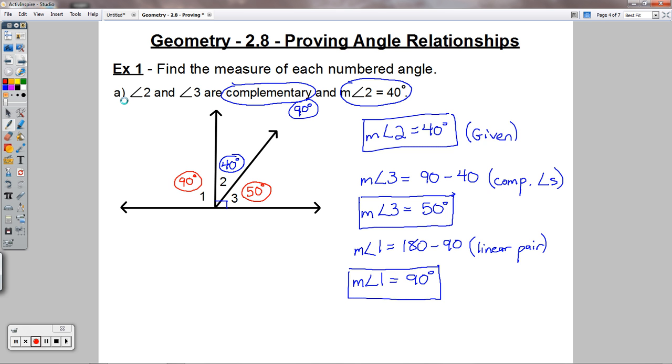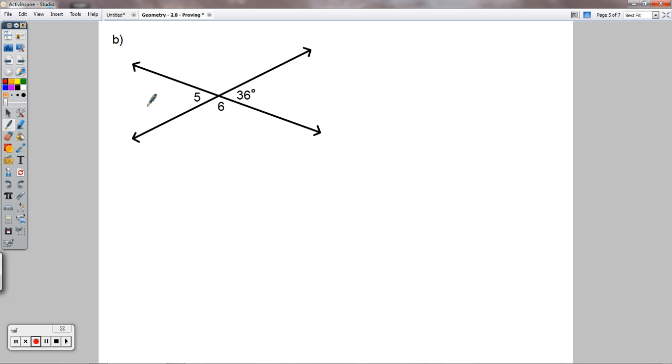So this is going to be using similar types of information here, but we may be bringing in some concepts that we've already learned from past lessons as well. So in this one, I see a linear pair here with 5 and 6. I see a linear pair with 6 and the 36 degree angle. Notice no instructions given here, but we have enough information in the picture to figure these two out. And so why don't I start with the measure of angle 5.